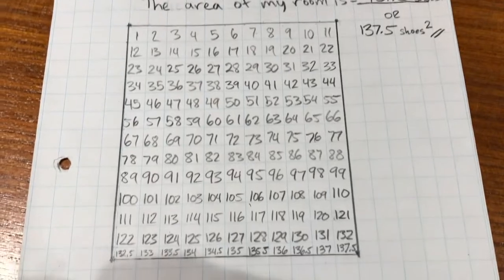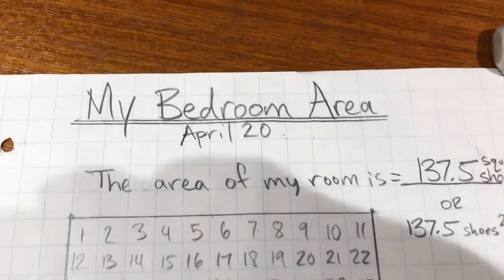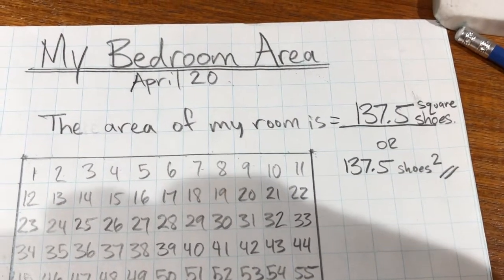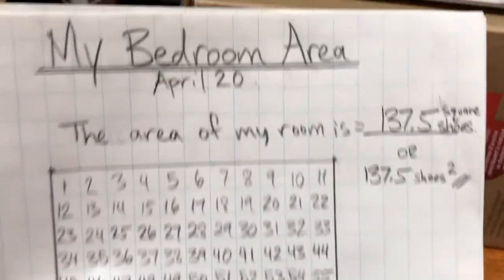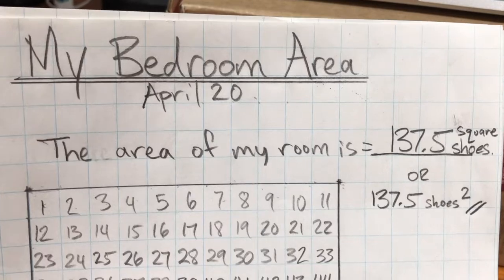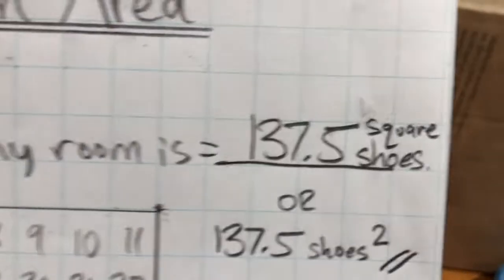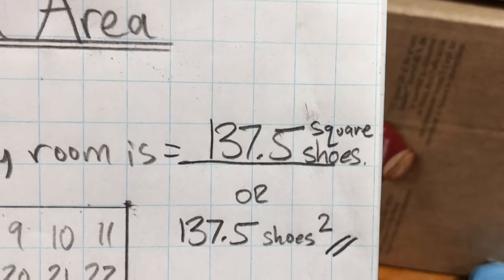Okay, so here is my completed area for my bedroom. And I needed a title, and then I wrote down my answer first. Before I figured out my work, I left space for the answer, so I wrote down the sentence of my answer first, the area of my room, is equal to, I found out that it was 137 and a half square shoes.